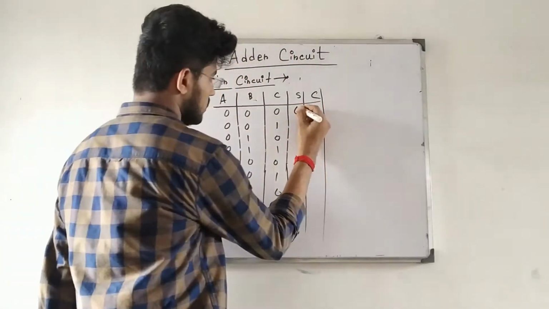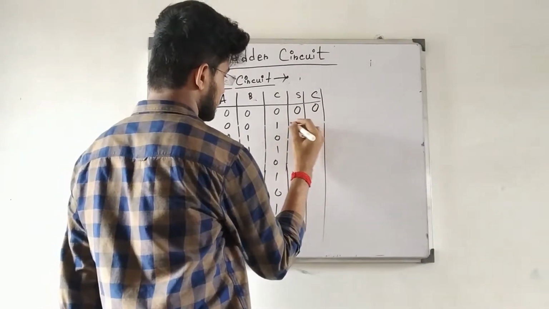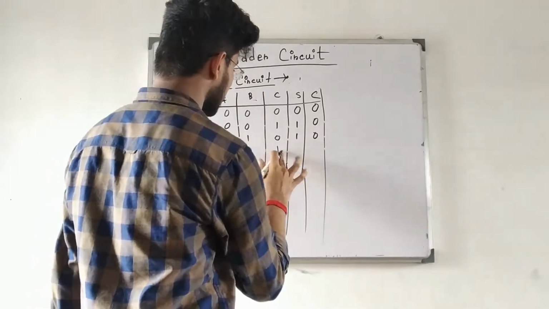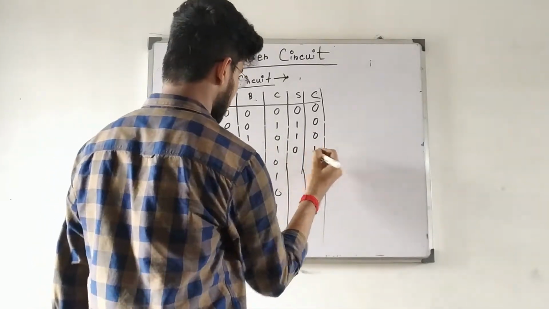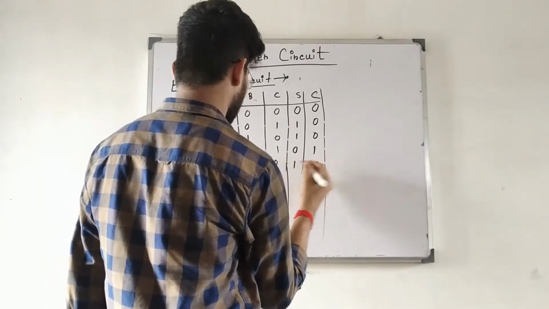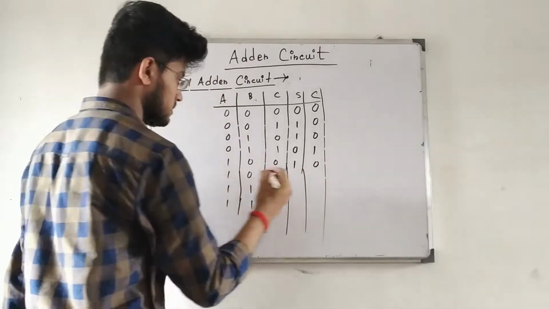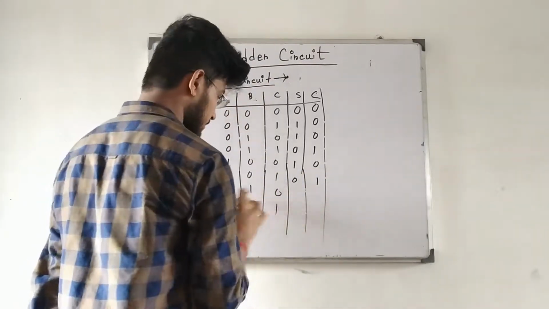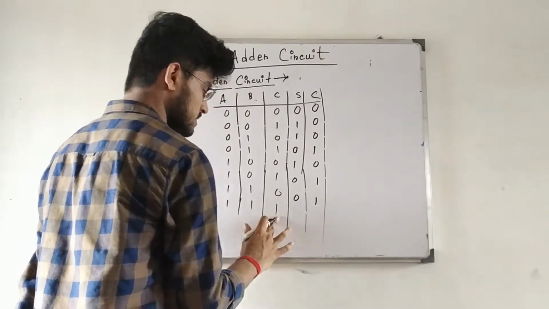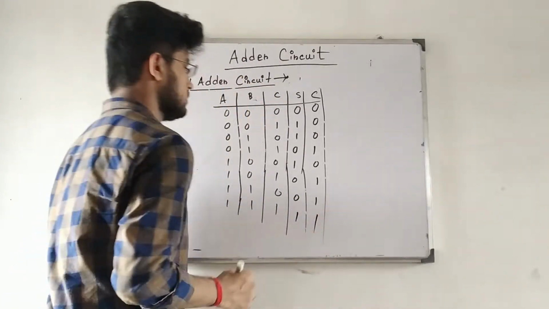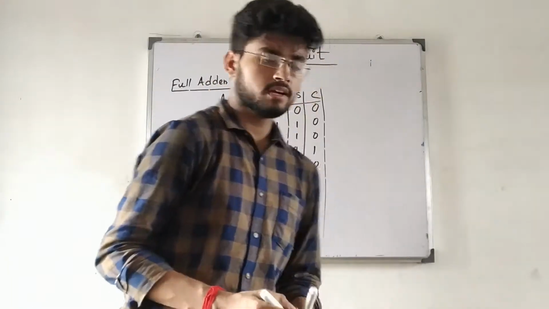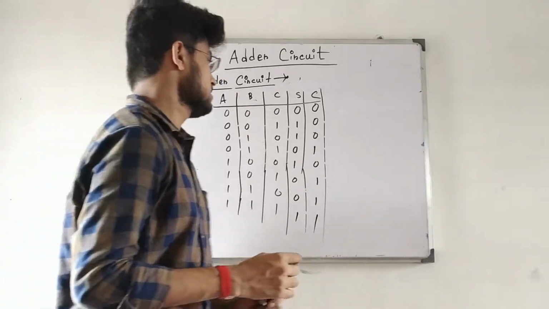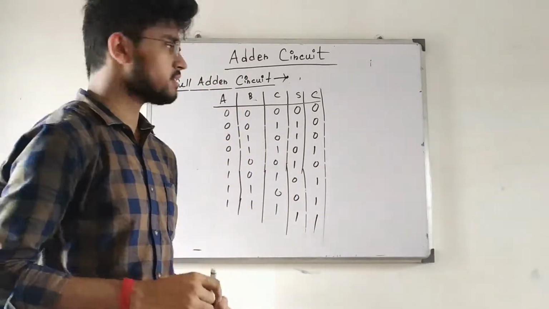For 000, the sum is 0 and carry is 0. For the next, 0 plus 0 plus 1 gives sum 1, carry 0. Then 1 plus 0 gives 1, and 1 plus 1 means 0 with carry 1. Continuing, 1 plus 1 means 0 and 0 plus 1 means 1, with carry 1. So this will be the output for a full adder circuit, which performs the addition of 3-bit binary digits. Now we have to find the expressions for this full adder circuit.